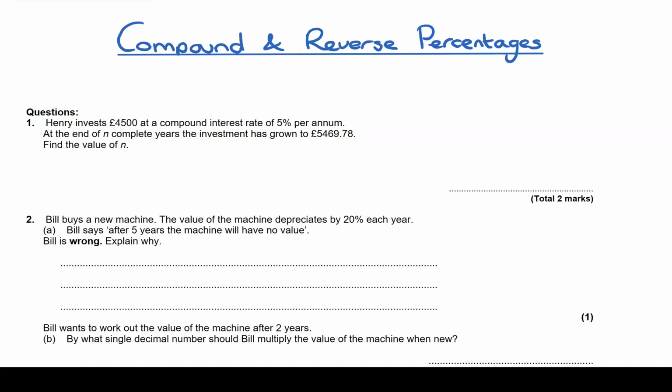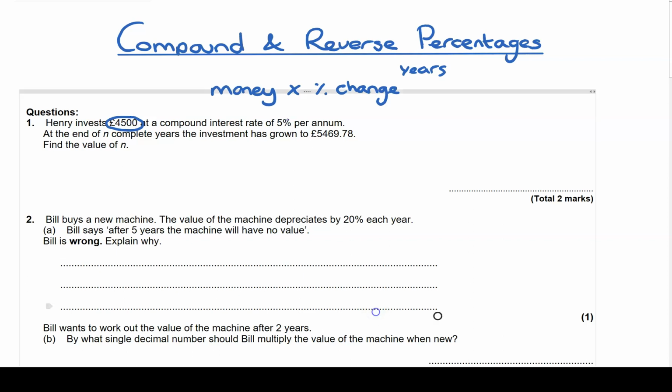The key thing about compound interest is you'll have some sort of money which you should multiply by the percentage change to the power of the number of years, or whatever the unit of time is. So let's have a look. Henry invests 4,500 at a rate of 5% per annum. At the end of n years, he's got that much.